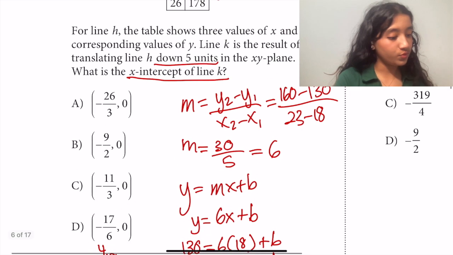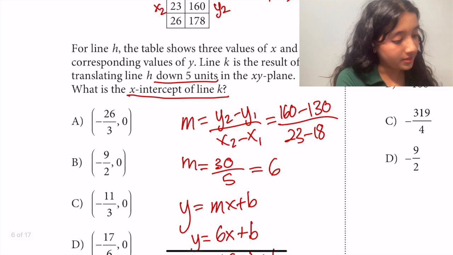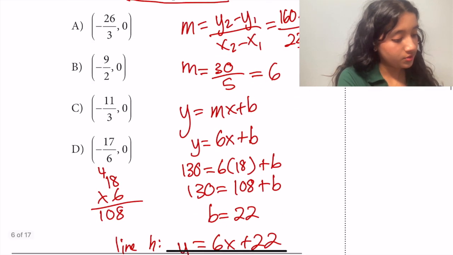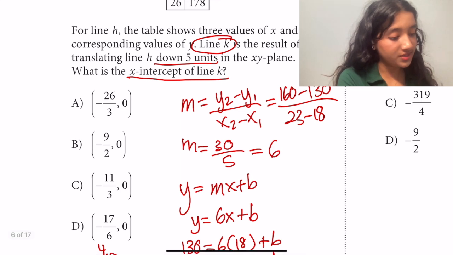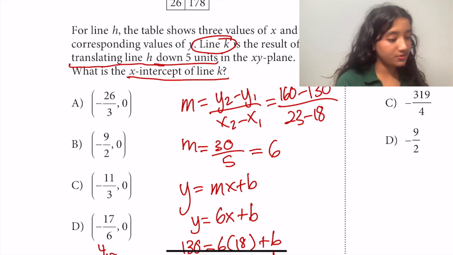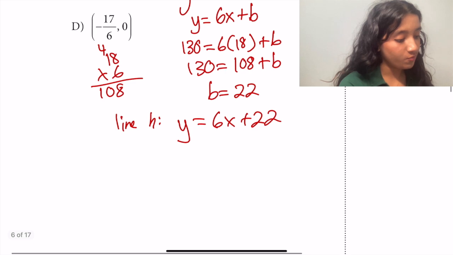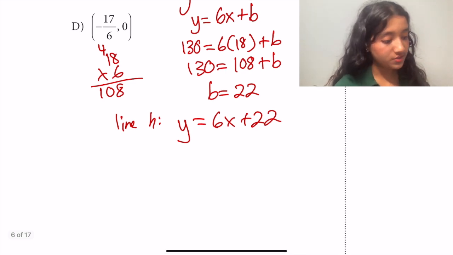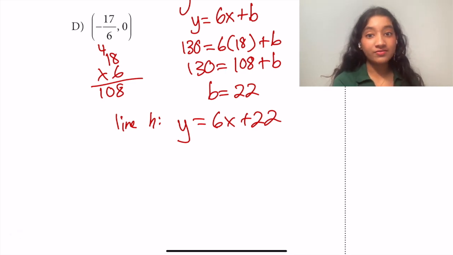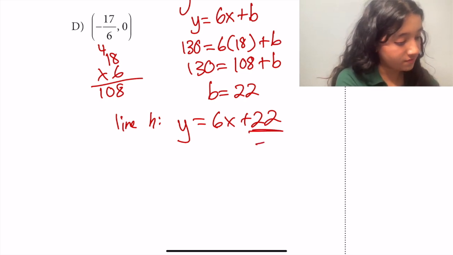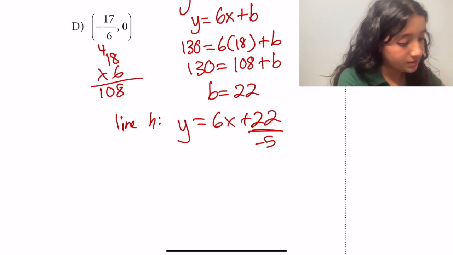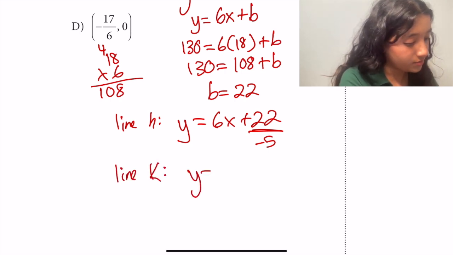But remember, we want to focus on line K now. So line K results from translating line H down 5 units. So if we want the line to go down 5 units, we can just subtract 5 from the y-intercept. So that means we can actually just subtract 5 from 22. And that means that line K is equal to y equals 6x plus 17.